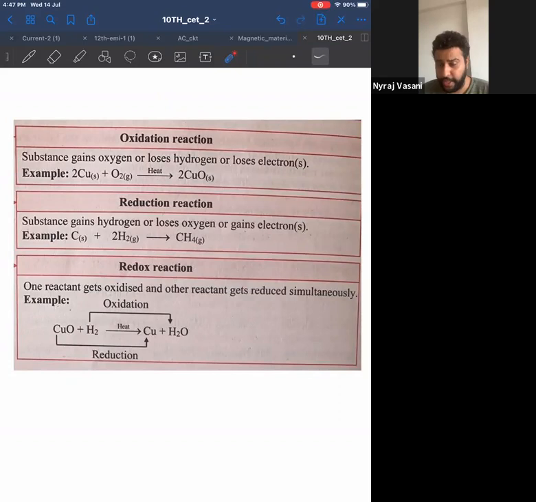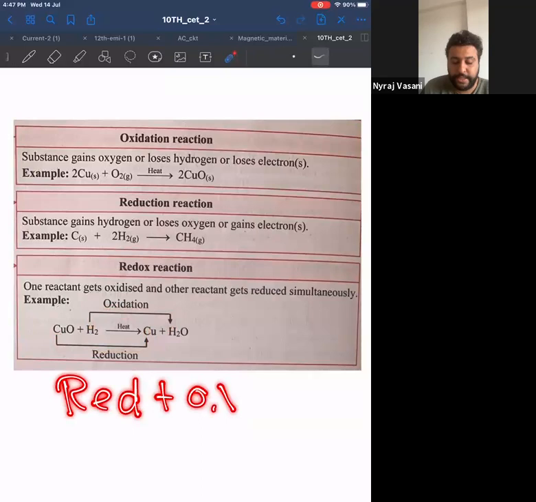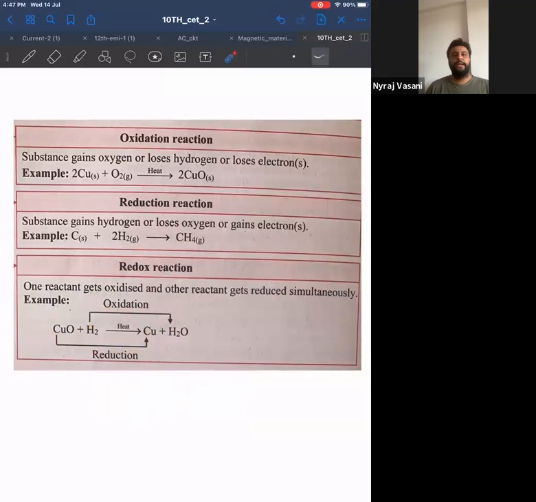Now, if both happen simultaneously, that means if I gain hydrogen and lose oxygen together, that means reduction and oxidation is happening simultaneously. For example, look at this. Here, H2 becomes H2O. So your oxidation is happening. Here, CuO loses oxygen and becomes Cu. So your reduction and oxidation is happening simultaneously. So reduction plus oxidation is called a redox reaction.